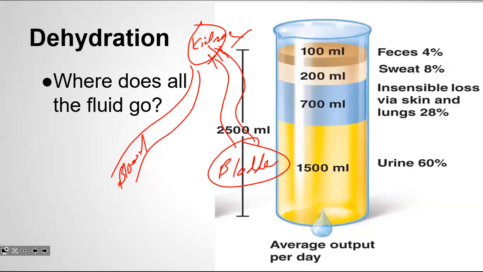Feces will change quite drastically depending on the consistency of your bowel movements. I think that kind of goes without saying. Sweat as well is going to change quite a bit depending on your physical activity or environmental impact. And then there's this insensible loss via skin and lungs. I remember having a professor when I was an undergrad try to tell me that your skin is waterproof. And I said, clearly you have never sweated once in your life.